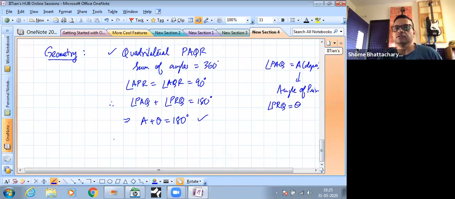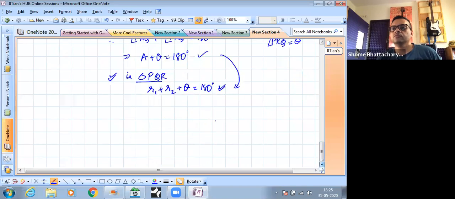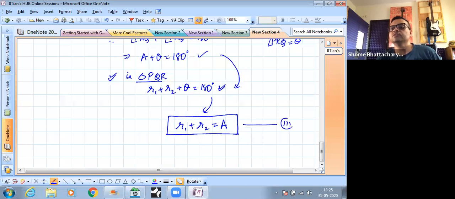Okay, now next thing you look at the triangle PQR. In that R1 plus R2 plus theta has to be equal to 180 degrees. So this result you put together with this result now. So the combination of these two now gives you one very important relation which you will have to keep in mind while solving prism problems. Okay. So R1 plus R2, the sum of the two interior angles in the refraction process, that is always equal to the angle of the prism. So this becomes our third significant equation.